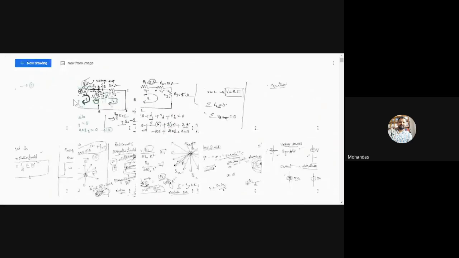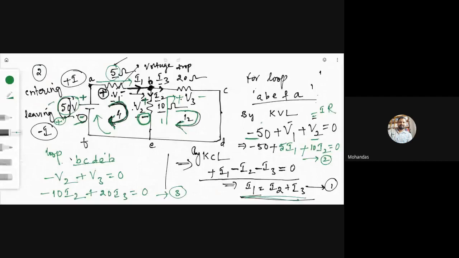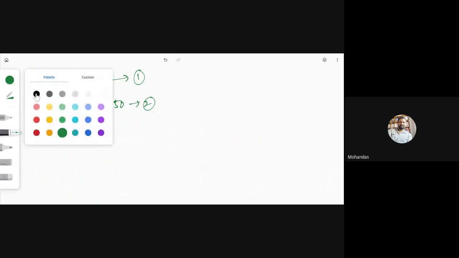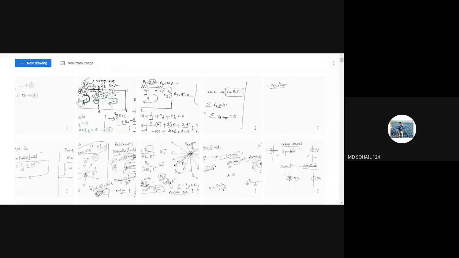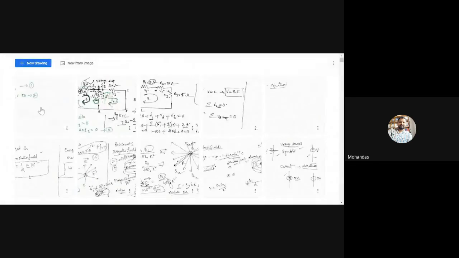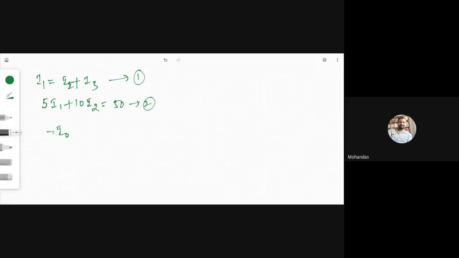What is the second equation here? Second equation is minus 50 plus 5I1 plus 10I2. So I am rearranging these terms. 5I1 plus 10I2 is equal to 50. That is the second equation. What is the third equation? Minus 10I2 plus 20I3 equal to 0.